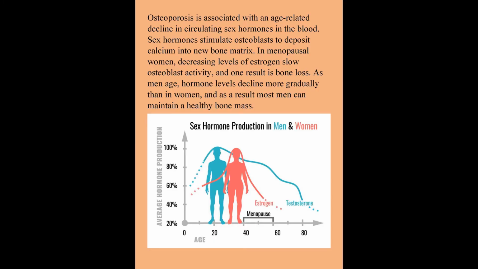Okay, osteoporosis is associated with age-related decline in circulating sex hormones in the blood. Sex hormones stimulate osteoblasts to deposit calcium into new bone matrix. In menopausal women, decreasing levels of estrogen slow osteoblast activity, and one result is bone loss. As men age, hormone levels decline more gradually than in women, and as a result, most men are able to maintain a healthy bone mass.